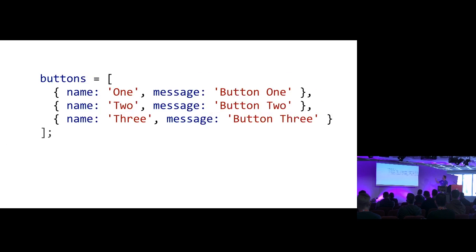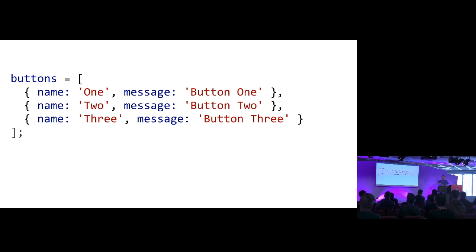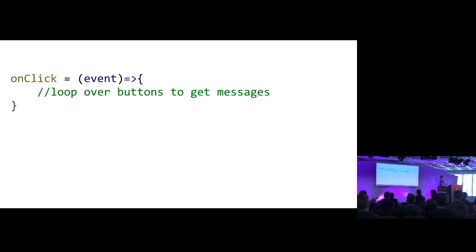Okay, so I have 3 buttons, and those 3 buttons have 3 different messages. And depending on the button that's being clicked, I want to display the message. It's contrived, I know, but we're going to make a point. So if I click on button 3, what message do I want to display? Simple, easy? Button 3, okay. So an on-click event handler takes an event. And then I'm going to take the ID, or I'm going to loop over the buttons to figure out what message I'm supposed to display.